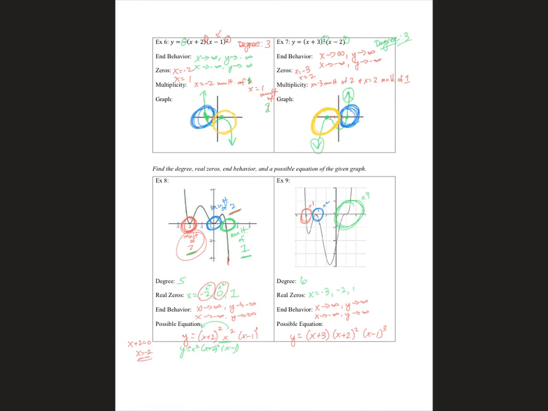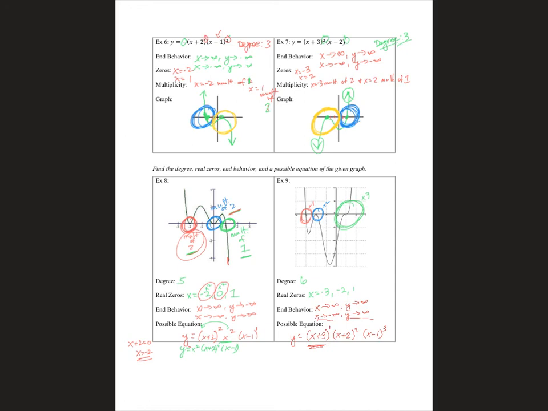The real zeros, again, are where it crosses the x-axis, so I have them labeled here. X equals -3, -2, and 1. End behavior hopefully makes sense since we've done that a lot over the course of the last week or so. And then a possible equation is this. X plus 3 is the factor that I would need to get a solution of x equals -3. I know that has a multiplicity of 1, so the degree here is 1, right? That's why I didn't put anything there.